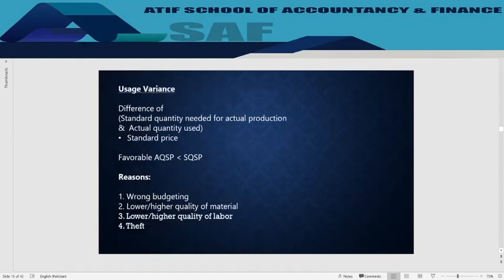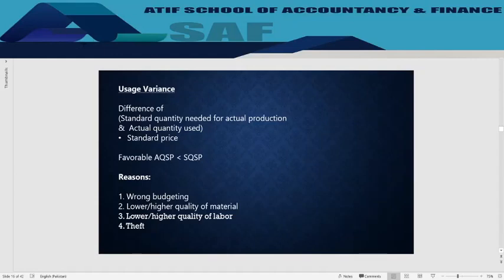The second material variance is usage variance. It is basically the difference of standard quantity that should be used for actual production and actual quantity that is used for actual production, and the difference of this when multiplied with the standard price gives you usage variance amount.